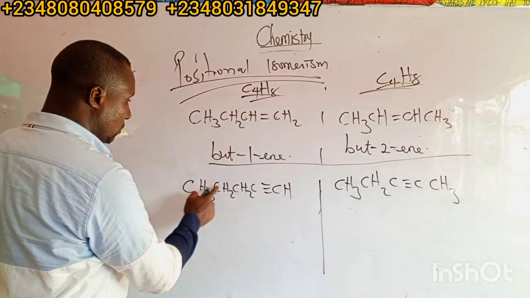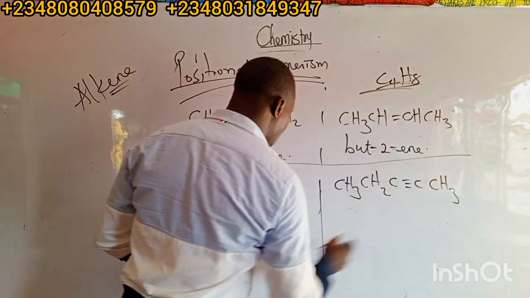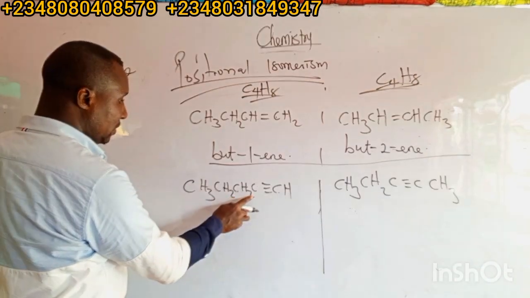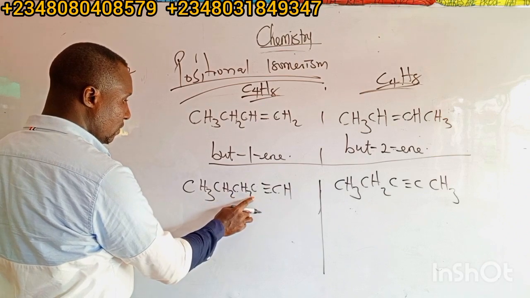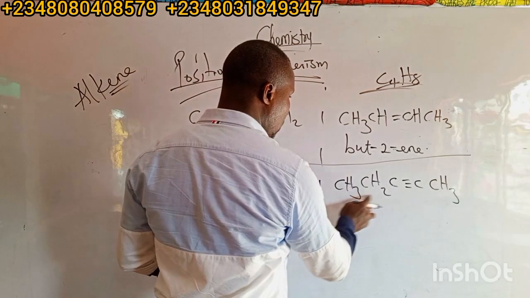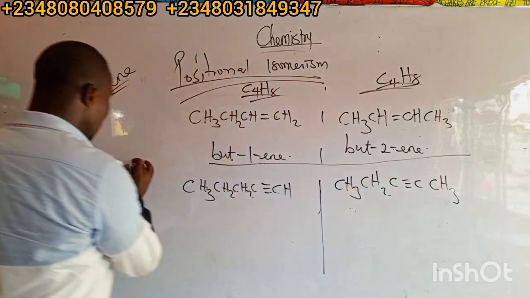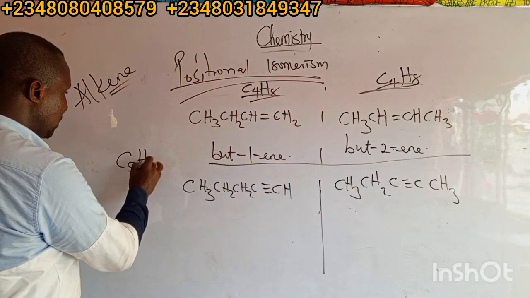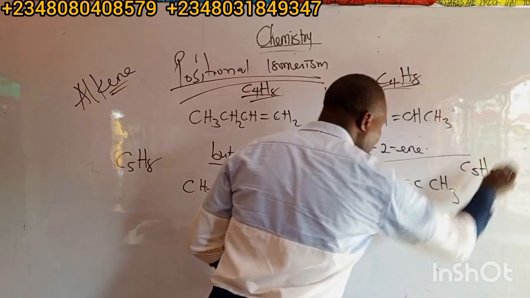Look at this. How many carbon atoms? 1, 2, 3, 4, 5. How many carbon atoms? 1, 2, 3, 4, 5. How many hydrogens? 5, 7, 8. How many hydrogens? 5, 8. That means we have C5H8.